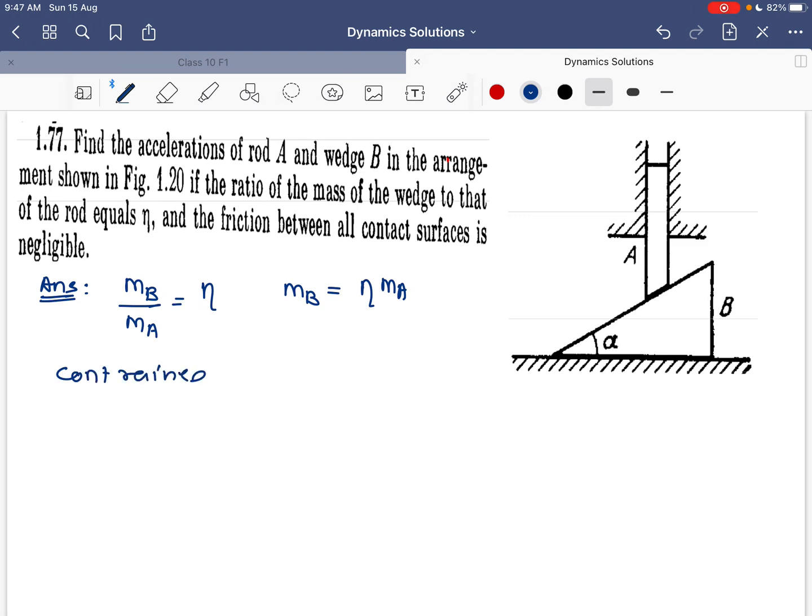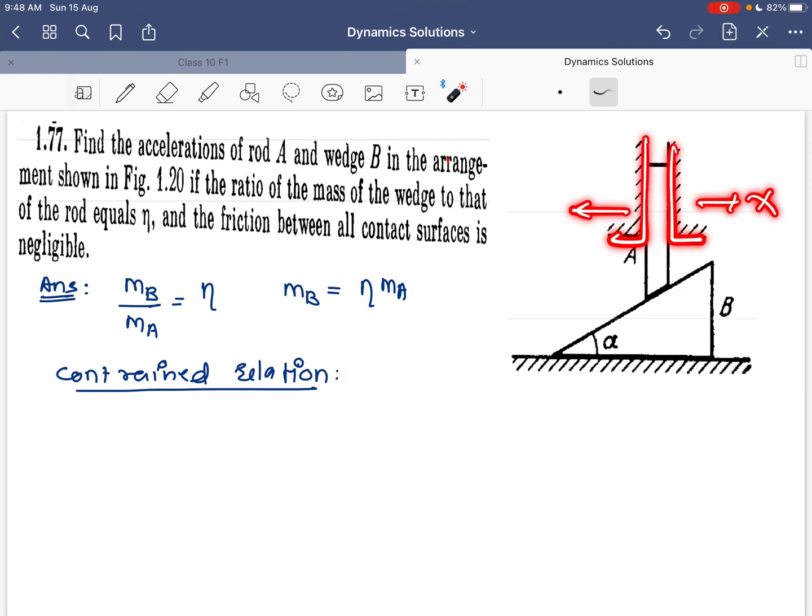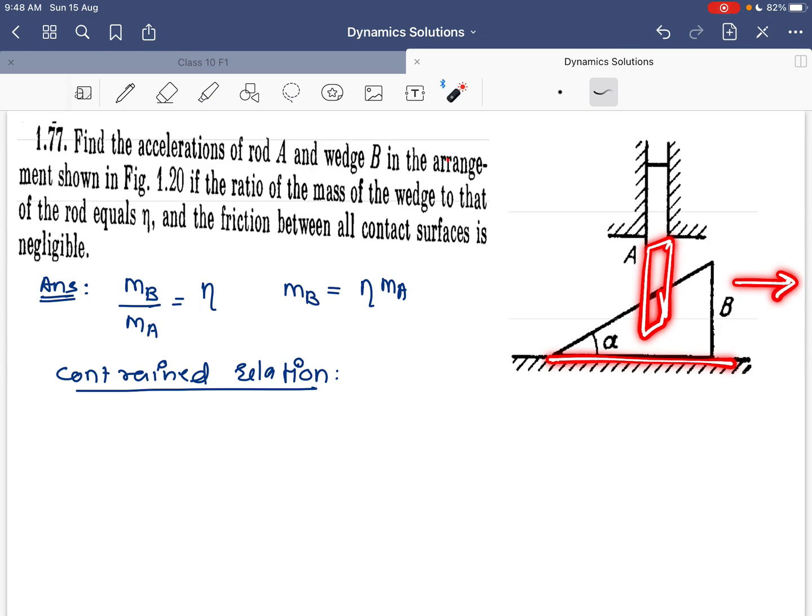So first of all, we should derive the constrained relationship between the wedge and this particular rod in order to solve this equation. So how to find the constrained relationship? As you can see clearly, the rod is constrained to move only in downward direction, because of this rigid support, the rod cannot move here and here. So it will move only in downward direction. And when the rod goes downward, then obviously the wedge is constrained to move only in horizontal direction, because here there is a rigid surface below it. So the wedge will move like this. So by using this, we will derive the constraint relationship.